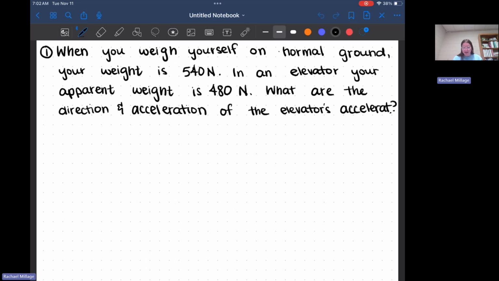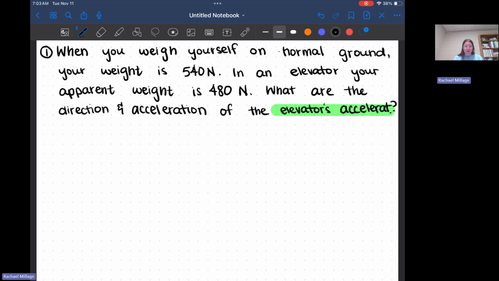So with that being said, our first problem says: when you weigh yourself on normal ground, your weight is 540 newtons. In an elevator, your apparent weight is 480 newtons. What are the direction and magnitude of the elevator's acceleration? So what are we trying to find? We're trying to find the elevator's acceleration and also the direction of that acceleration.